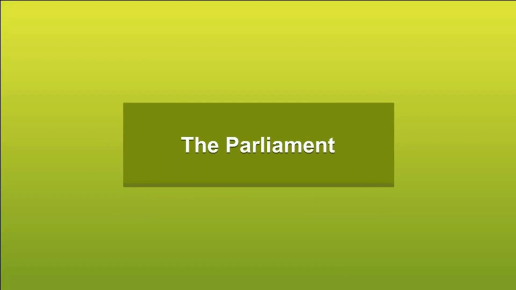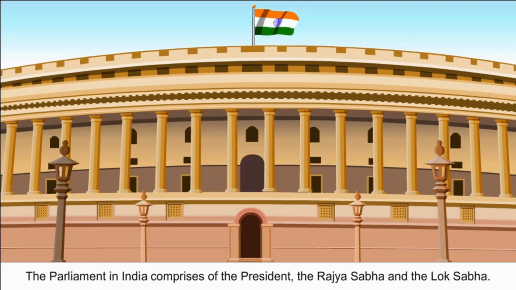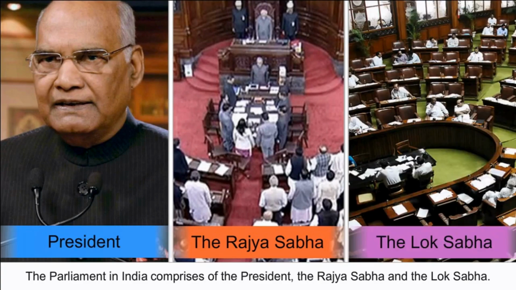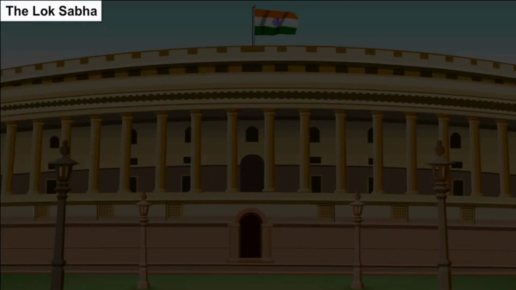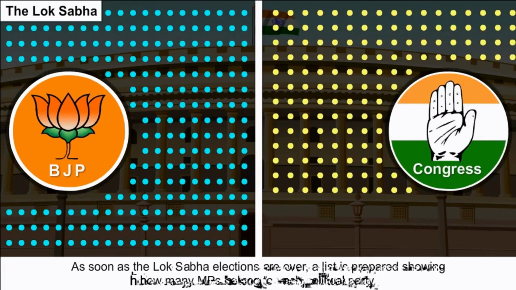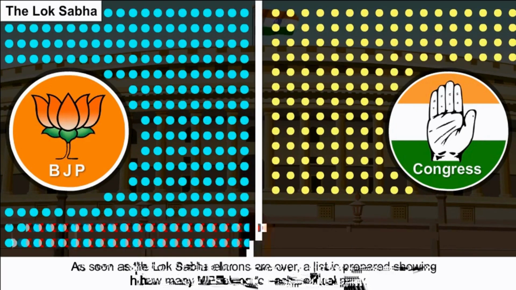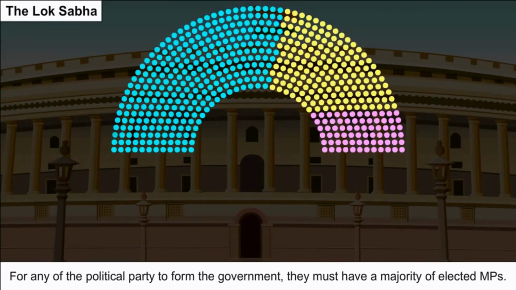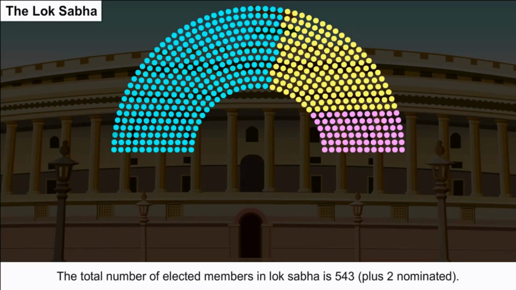The Parliament. The Parliament in India comprises the President, the Rajya Sabha and the Lok Sabha. The Lok Sabha. As soon as the Lok Sabha elections are over, a list is prepared showing how many MPs belong to each political party. For any political party to form the government, they must have a majority of elected MPs. The total number of elected members in Lok Sabha is 543 plus 2 nominated.